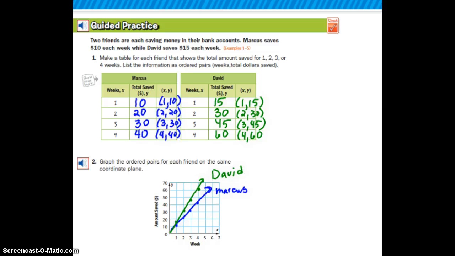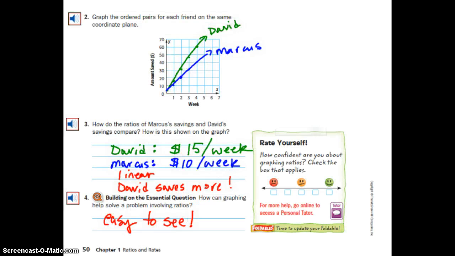I'm now going to slide it down so I can get to the next question. All right, question number 3. How are the ratios compared? David is $15 a week. Marcus is $10 a week. They're both linear, and David saves more. Number 4. How can graphing help? Because it's easy to see. Tables are not as easy to understand, but the minute you graph it, you have a picture, and it's easier to see.